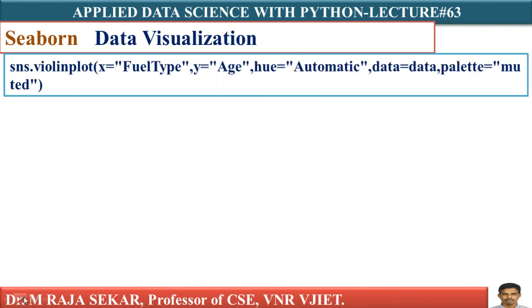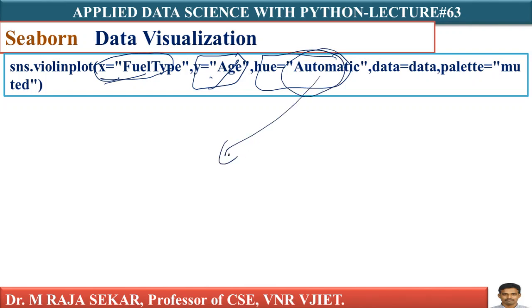Just see this one. Here I am adding one more argument. It's the same code as the previous one. On the x-axis I am taking fuel type, on the y-axis I am taking age. Hue is a parameter, which I already discussed in my previous lectures. It means I am interested in comparing fuel type with age depending on the hue parameter, automatic.